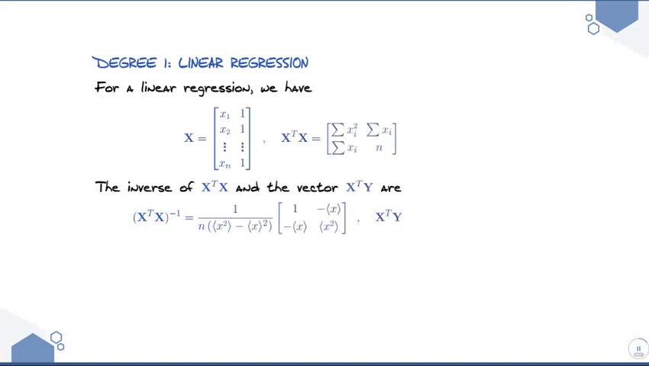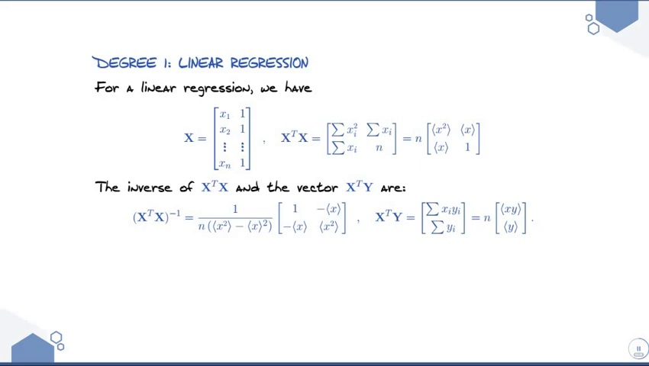Now let's move to the next step, degree 1, linear regression. Here the design matrix has two columns, one for x and one for the constant term. The Gram matrix, X transpose X, becomes a 2x2 matrix containing sums of x, x squared, and n. We can rewrite it neatly using our sample averages, n times a matrix of averages. The inverse of this Gram matrix has a familiar denominator, n times the variance of x, the average of x squared minus the square of the average of x.